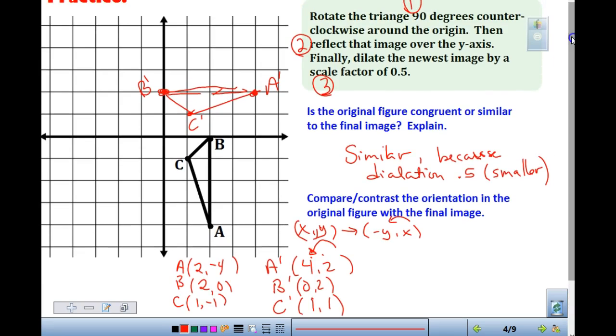We have just done step 1. I'm going to do step 2. I'm going to change the color for you, so mine's going to be in blue up here. It says now to reflect this over the y-axis. So, Carmen will go first. A double prime. Over the y-axis.